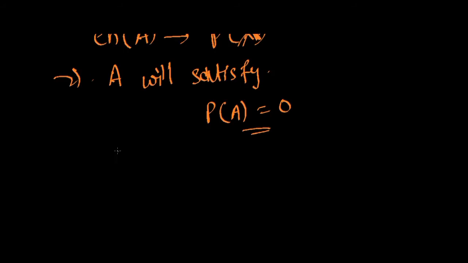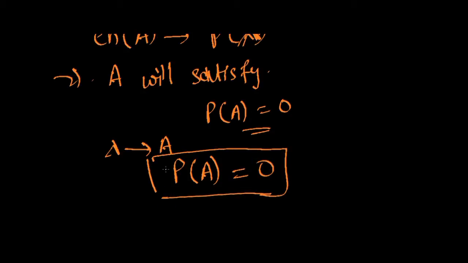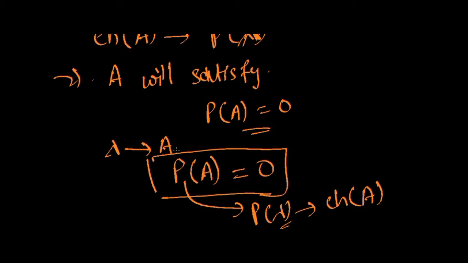So when we replace lambda by A, the Cayley Hamilton theorem says that the characteristic polynomial of A will be equal to 0, and this equation will be satisfied. This P of lambda is the characteristic polynomial of A, and when we replace lambda by A, this equation is satisfied. That is what Cayley Hamilton theorem says.